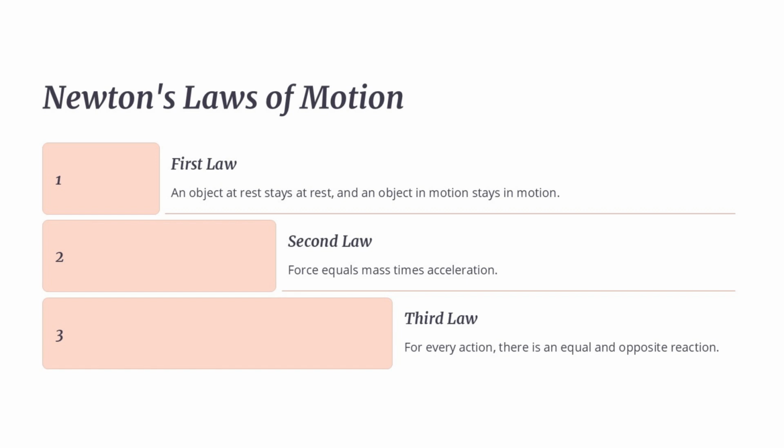The third law states that for every action, there is an equal and opposite reaction. This means that when one object exerts a force on another, the second object exerts an equal and opposite force back on the first. These three principles form the basis for much of classical mechanics and help us understand a wide range of physical phenomena.